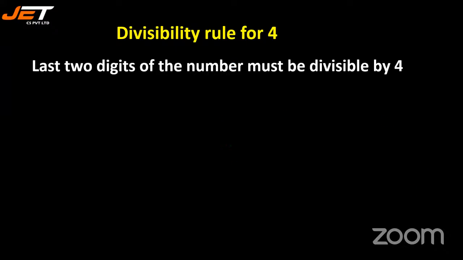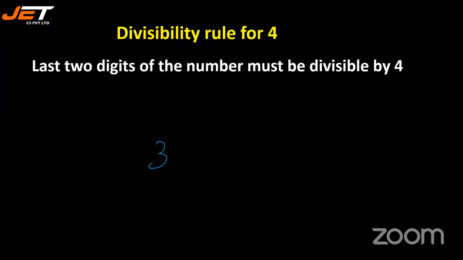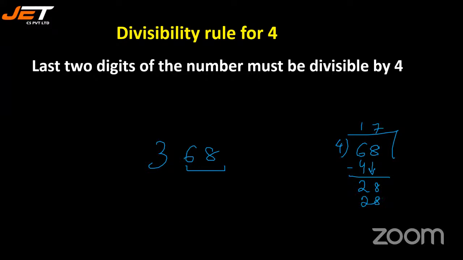Divisibility rule of 4 says the last two digits of the number must be divisible by 4. Like 368. You just have to see the last two digits. 4 times 1 is 4, 4 times 2 is 8, 4 times 7 is 28. Yes, if it is divisible by 4 exactly, that means this number is also divisible by 4.